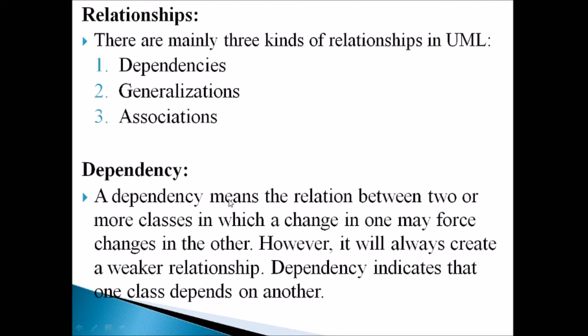Okay, let us see one by one. First one, dependency. Dependency means that if there is a relation between two or more classes, then any change made in one class may affect the other class. Since there is a relation between the classes, the changes made in one class may affect the other class. That is called the dependency. It indicates that one class depends on another.